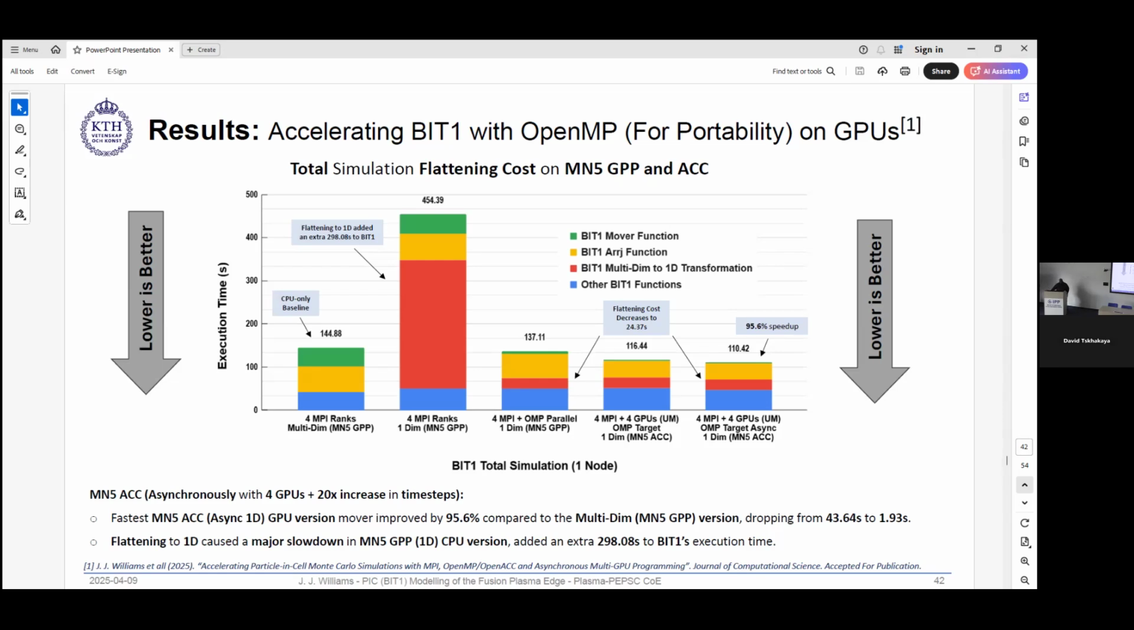Jeremy, on this slide, you write 95.6 speed up, but it's actually a 95.6 reduction. So you have a 20 times speed up. Yes, so that should be corrected. Yes, okay, I will update that. Yeah, thanks.